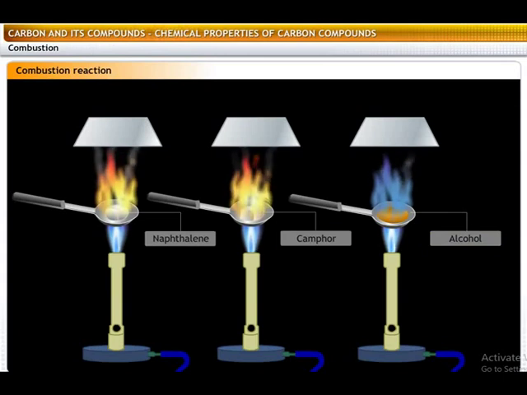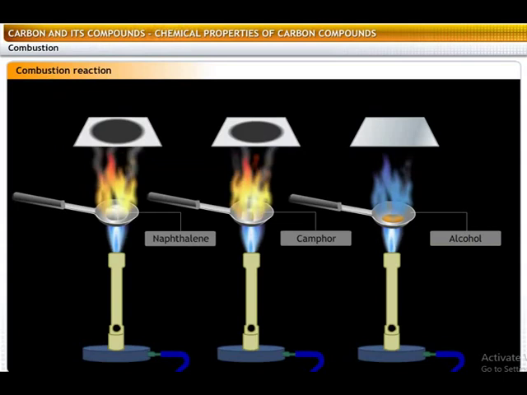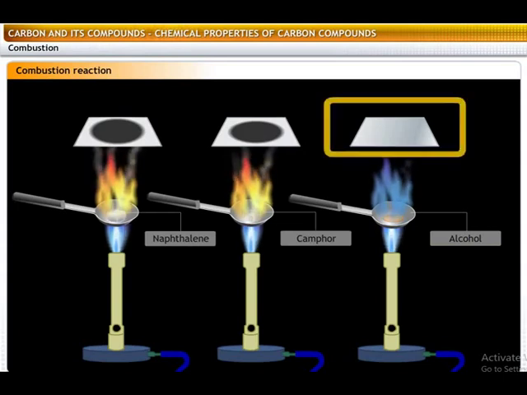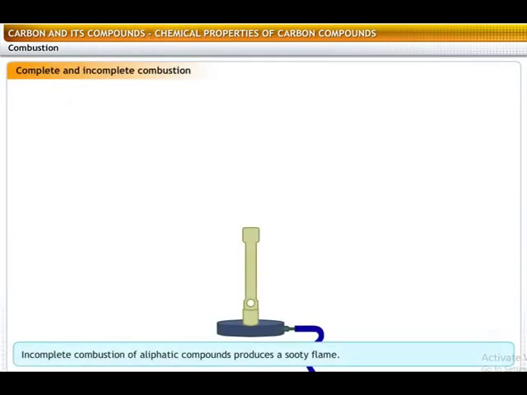Naphthalene and camphor are aromatic compounds, while alcohol is an aliphatic compound. Thus, we can conclude that aromatic compounds produce a sooty flame when burnt, and aliphatic compounds burn with a non-sooty flame. The process of combustion can be classified as complete and incomplete combustion. Let's try to understand this concept better through an experiment.